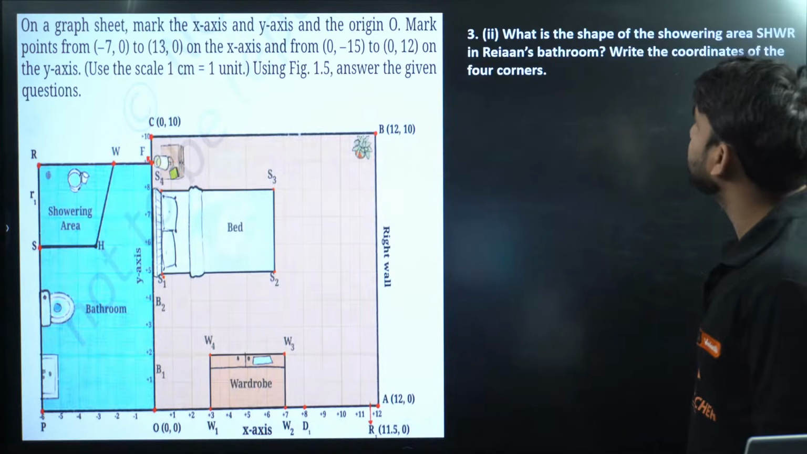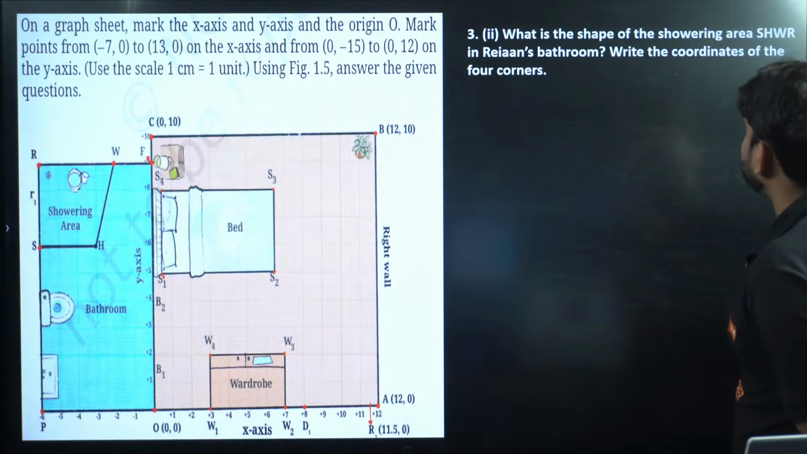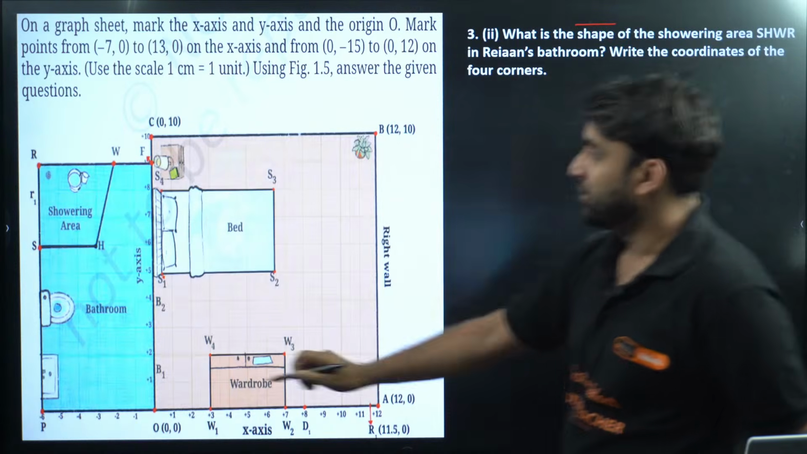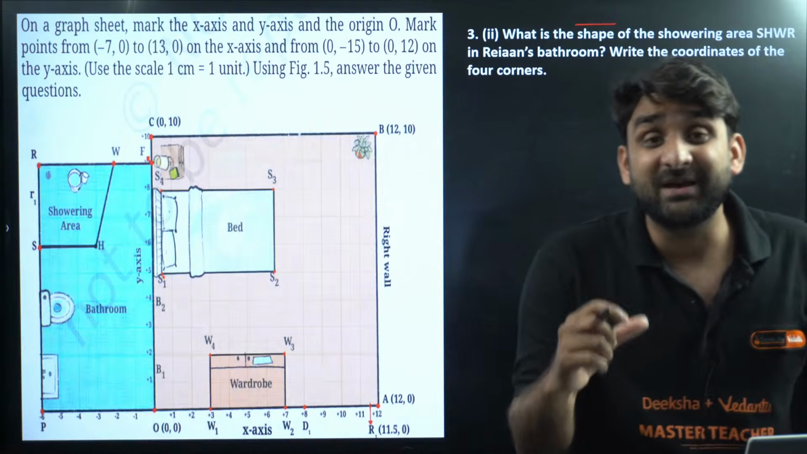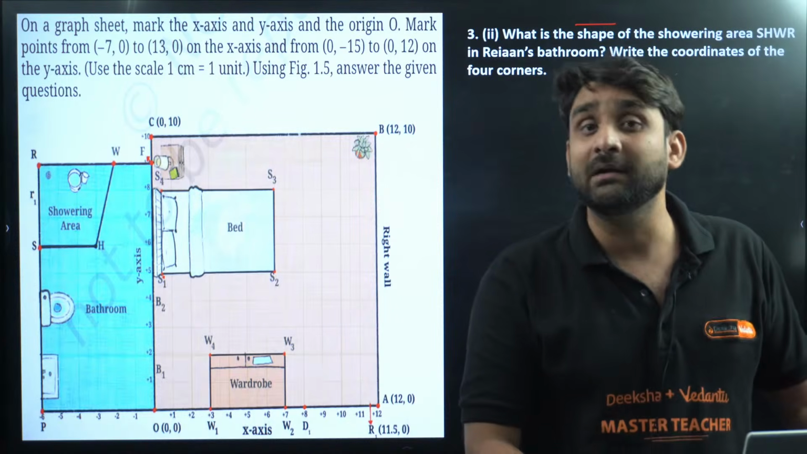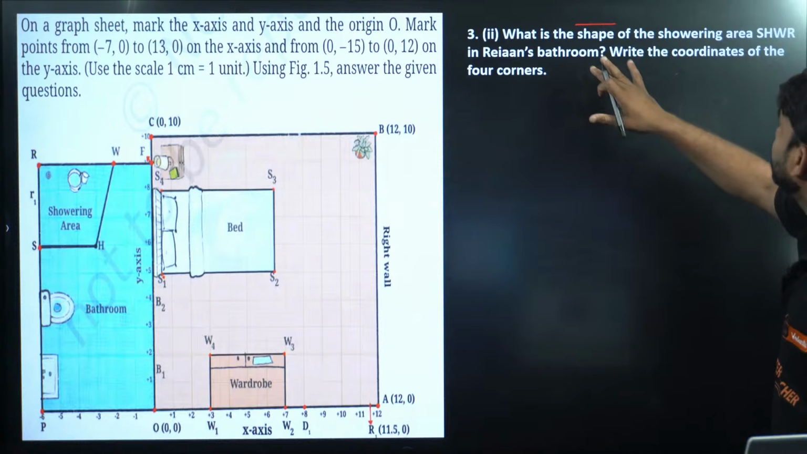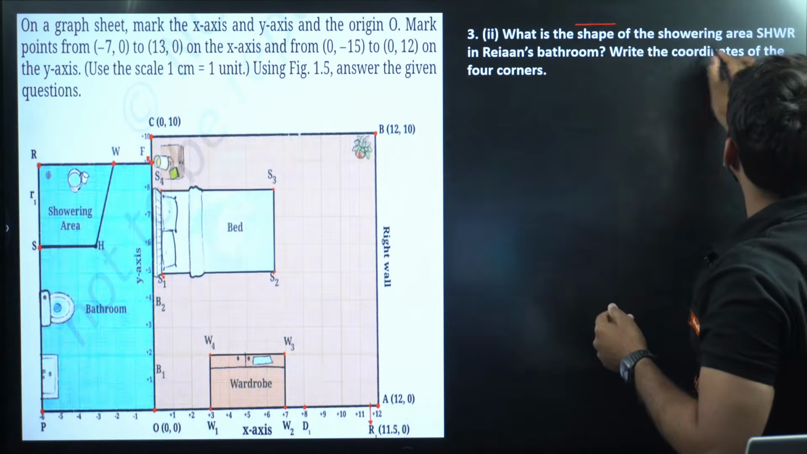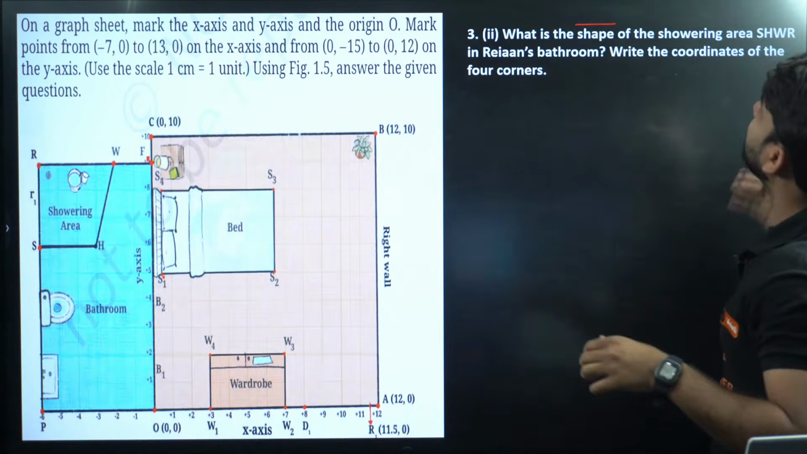Moving to next question. What is the shape of the showering area? Okay, so we have to find out the shape. SHWR will be a quadrilateral, and we have to write the exact shape of that quadrilateral, whether SHWR will be rectangle, parallelogram, rhombus, or trapezium. So let's find out the coordinates first. For the showering area SHWR of Riyan's bathroom, write the coordinates of the 4 points.